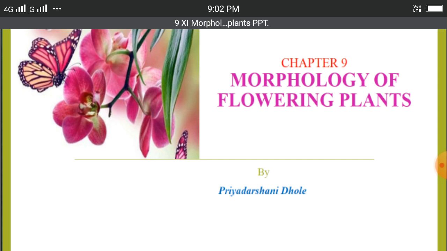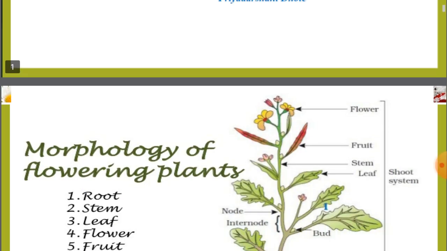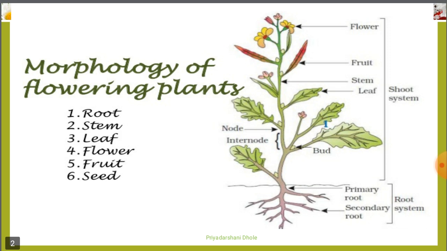Now, chapter number 8 is deleted. Whole chapter is deleted in this academic session 2020-2021. So, this is chapter number 9. Now, next slide. Now, morphology of flowering plants.